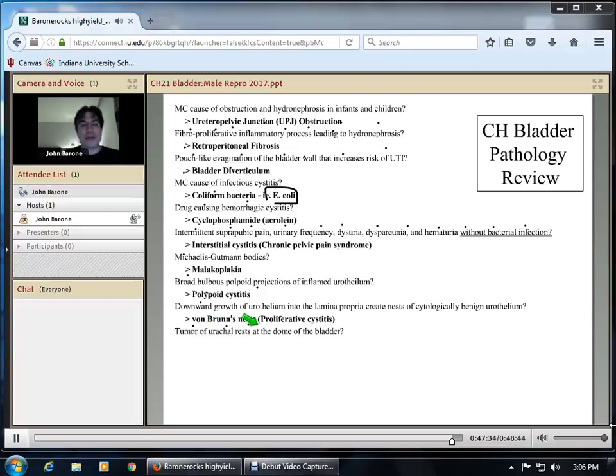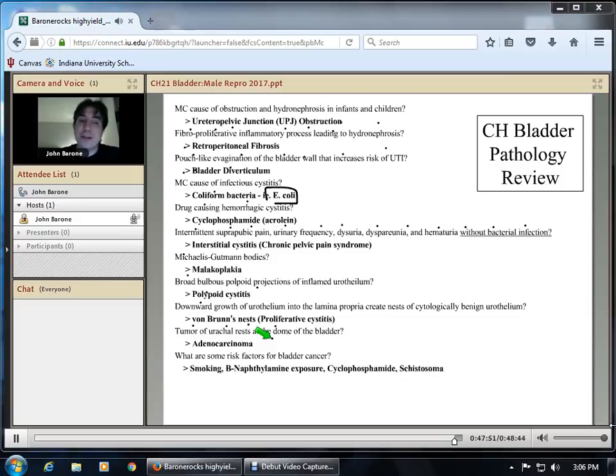Okay, what do you call it when you have a tumor of urachal origin at the dome of the bladder? That's called adenocarcinoma. The rare times you'll see adenocarcinoma, bladder dome. All right, what are some risk factors for bladder transitional cell carcinoma? Well, risk factors are many, but the number one is smoking. Remember smoking. Remember beta-naphthylamine. Remember cyclophosphamide, phenacetin. And if you're from Egypt, remember schistosoma and squamous cell.